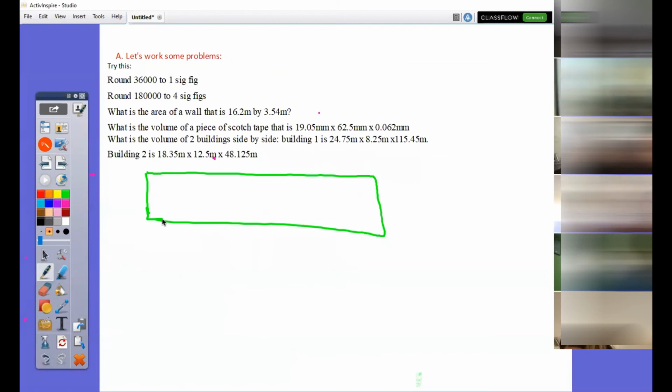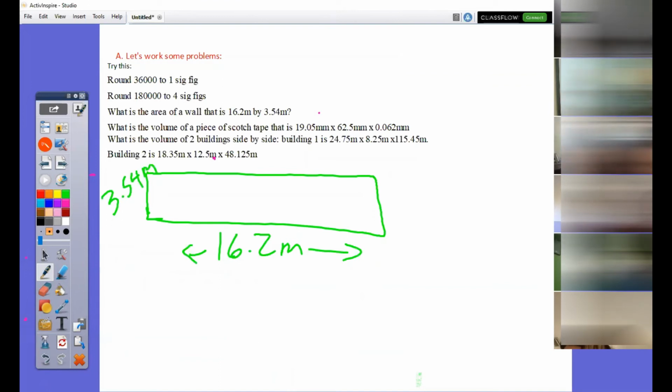All right, so you've got this wall that is 16.2 meters long by 3.54 meters tall. I want to know what the area is.